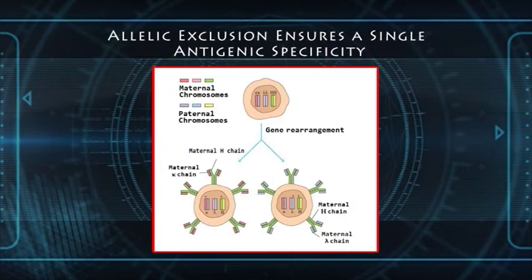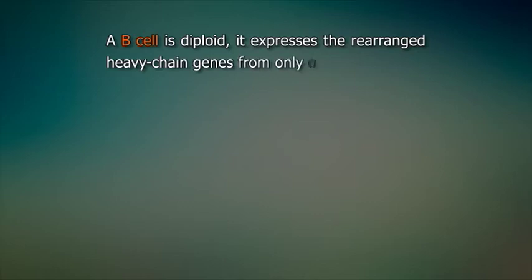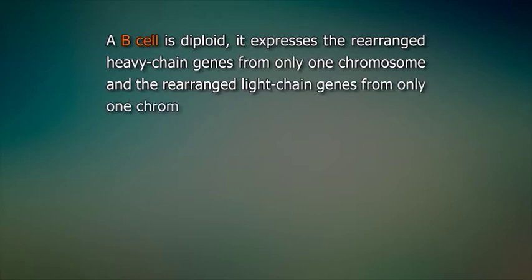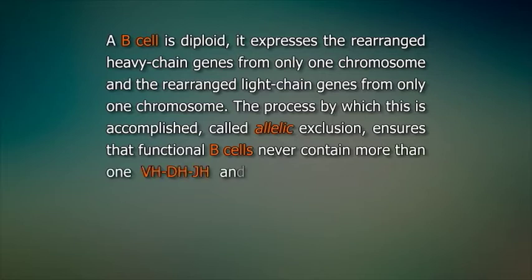Allelic exclusion ensures a single antigenic specificity. B cells, like all somatic cells, are diploid and contain both maternal and paternal chromosomes. Even though a B cell is diploid, it expresses the rearranged heavy chain genes from only one chromosome and the rearranged light chain gene from only one chromosome. The process by which this is accomplished, called allelic exclusion, ensures that functional B cells never contain more than one VH, DH, JH and one VL, JL unit.